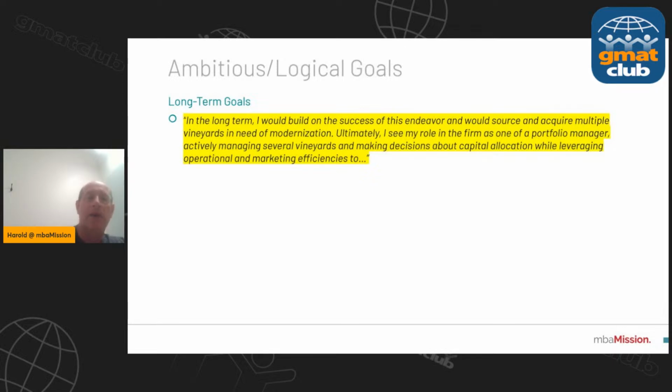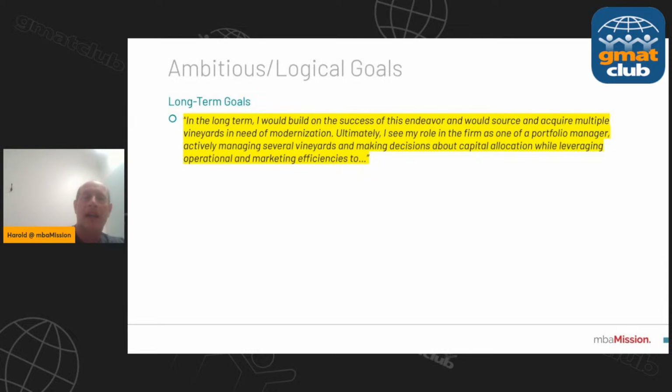Now, the long-term goal, I do see it coming together. "In the long term, I would build on the success of this endeavor." Sounds like they were able to do something in an individual vineyard and would source and acquire multiple vineyards in need of modernization. Okay, very aspirational. Logical? I hope so. It is very aspirational. Some schools I'd be more comfortable with than other schools. Stanford, I'd be very comfortable with this. Wharton, less so. But the reality is that my comfort level is pretty good. I certainly see the logical steps here.